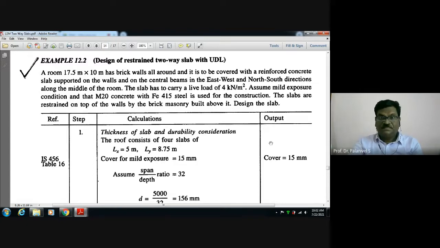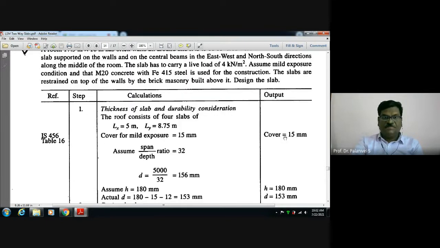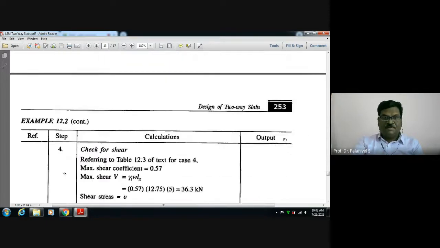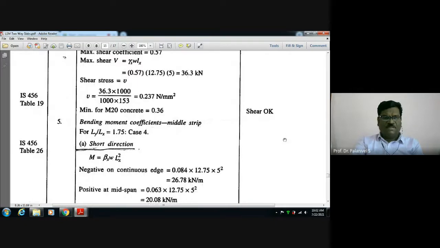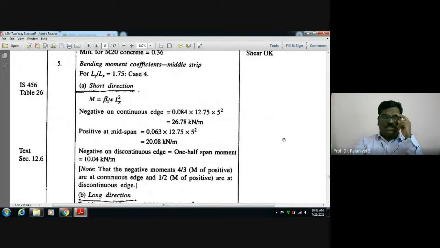Very good. So this corners held down I was doing in the last class, right? Here I completed the problem. We have seen how to compute bending moment along the short direction and long direction. Along the short direction, you got three moments at three places. What are the places? Mid span, which is a positive moment, and a negative moment at the edges. One edge is a continuous edge, another one is a discontinuous edge.